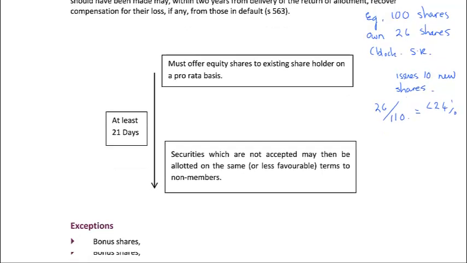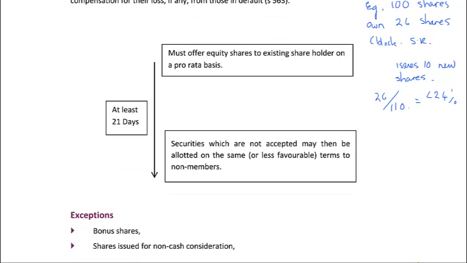So what is this procedure? Well, it's dead easy. The company, first of all, has to offer shares to the existing shareholders on a pro rata basis. So in my example, my shareholder should be offered something round about 2.6 shares to help him maintain his position. The shareholder then has to be given a period of time to reply, and that period has to be at least 21 days.